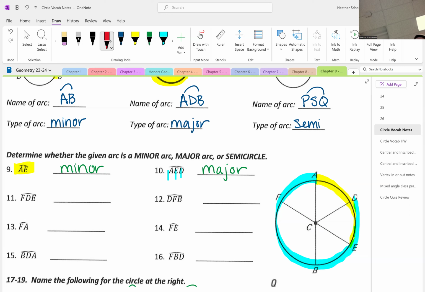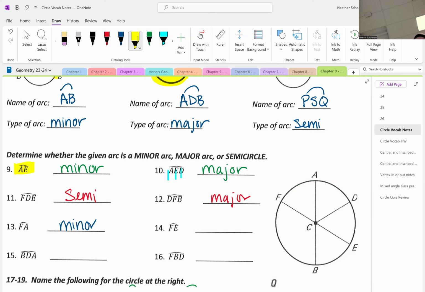Okay, what about FDE? F to D to E. That's half of a circle. That's a semicircle. Okay, let me erase some of these. DFB. Start at D, go through F, end at B. That would be a major one. FA. When it's 2 letters, it's always the shortest distance between the 2 points. So that is a minor arc.